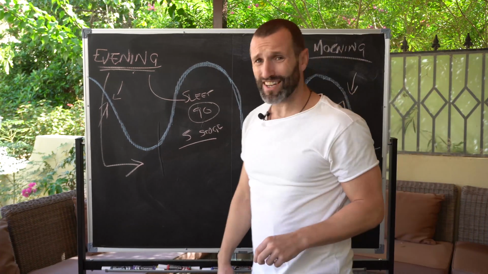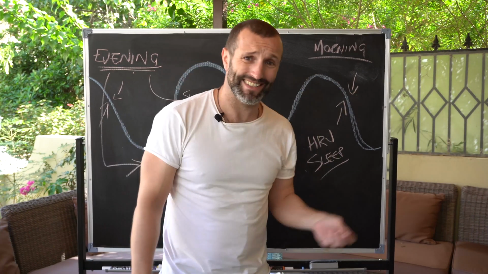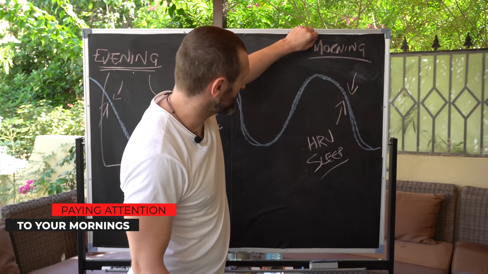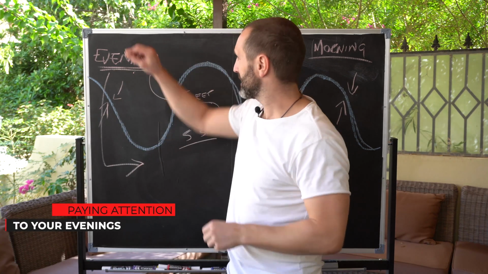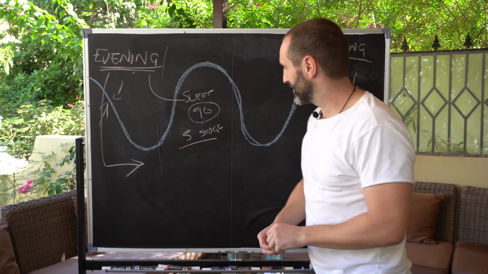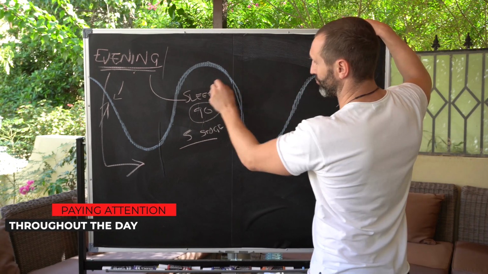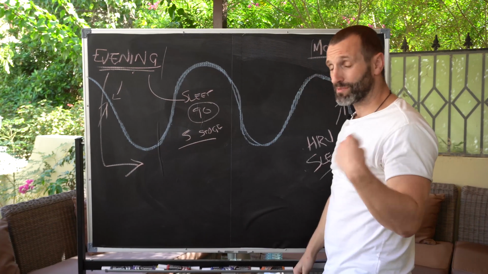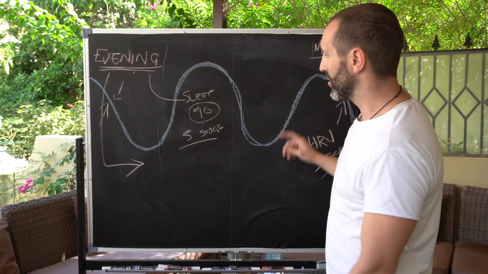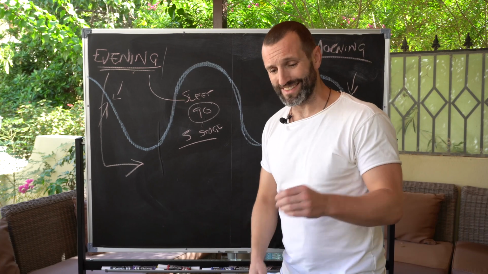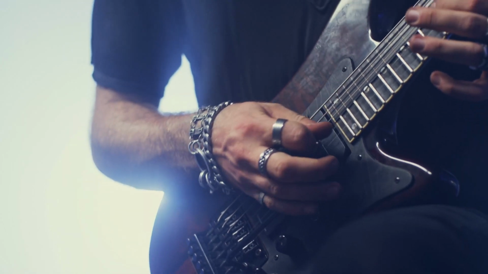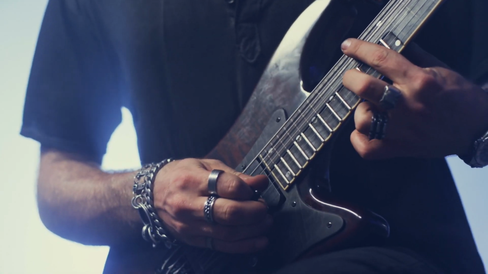This is how you're going to be able to access your flow on a more consistent basis, is paying attention to your mornings and paying attention to your evenings, and paying attention to what you're doing throughout the day as well, which I explained in other videos. But very much, if you can allow yourself to work with your system instead of against your system, you're more likely to play beautiful music of flow. And that's really what you want to do.